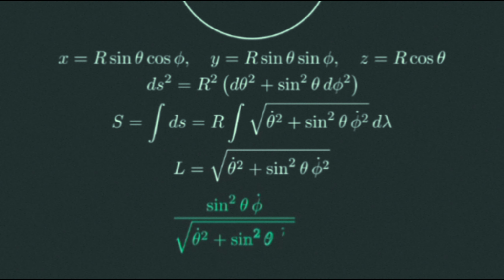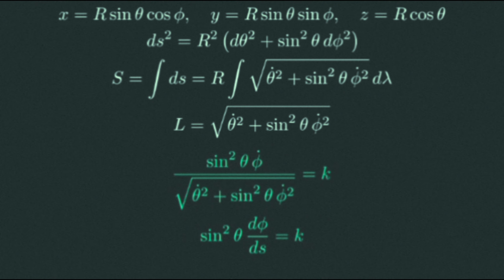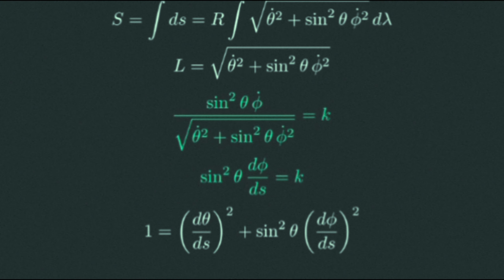This gives a constant k equal to sine squared theta times phi dot divided by the square root of theta dot squared plus sine squared theta phi dot squared. It is convenient to use arc length s as the parameter. Then ds over d lambda equals r times the square root term. And we can rewrite the conservation law as sine squared theta d phi over ds equals k. Also, because s is arc length, the speed along the surface satisfies 1 equals d theta over ds squared plus sine squared theta d phi over ds squared.